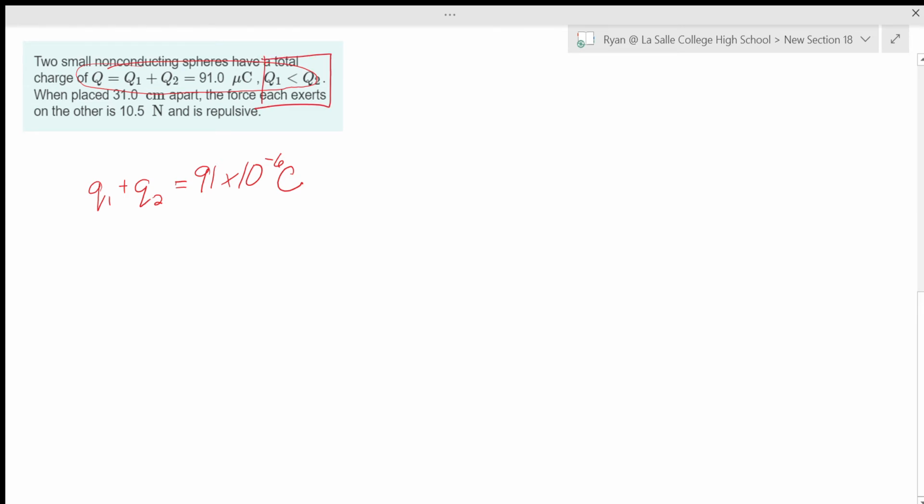Right, so the first thing I did was I sketched these two charges out, right? I got two charges because it goes on and says they have a force on them, the force each exerts on the other. It says that they're 31 centimeters apart in my case. And the forces that they exert are repulsive. That tells me they're the same charge. Now, I don't know if they're plus or minus, doesn't matter. I just know that they have a force on them of 10.5 newtons.